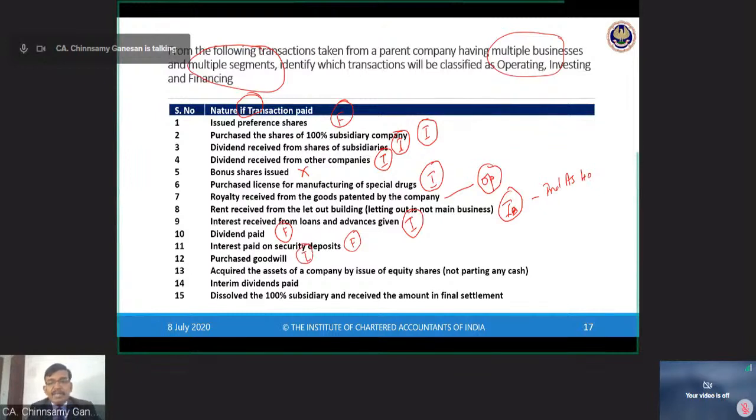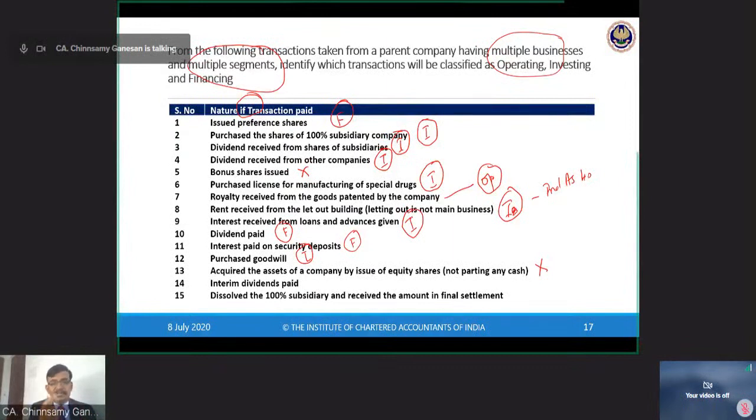Acquired the assets of a company by issue of equity shares, not parting any cash. Spend a moment on this. Whether it will be part of the cash flow statement? No, because no inflow or outflow of cash has happened, and accordingly it should not be part of the cash flow statement. So normally we get carried away.